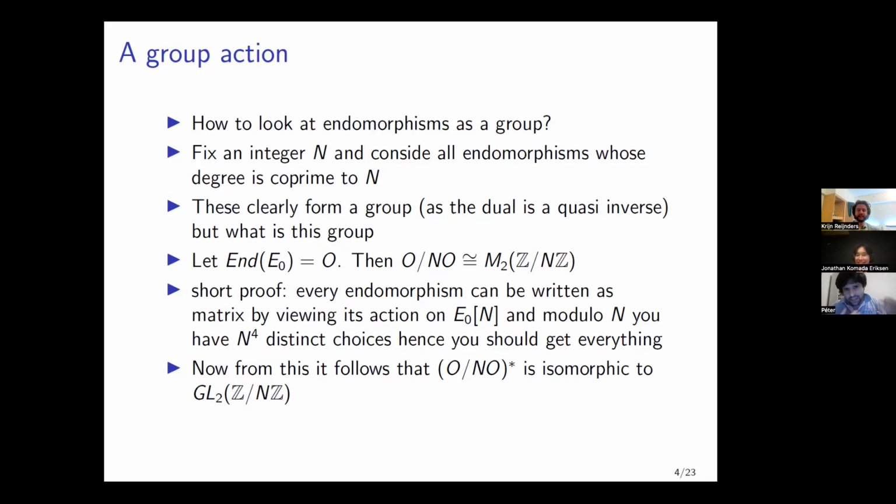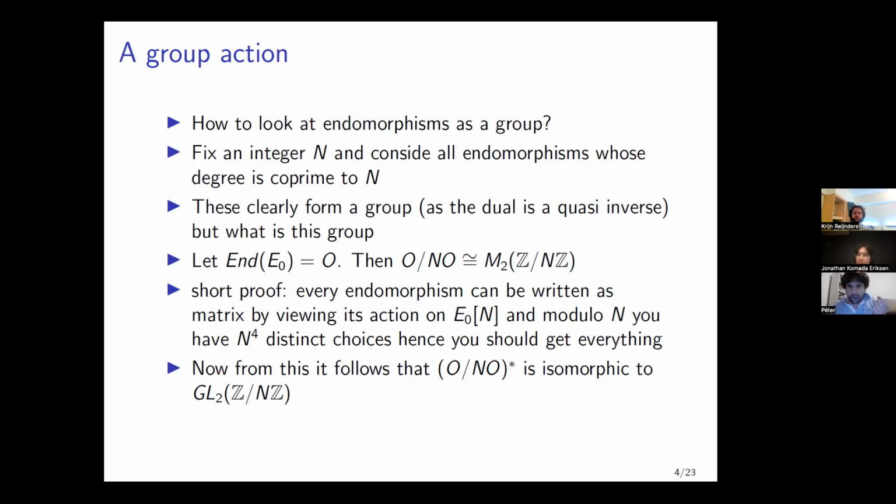It's quite easy to see that you can view endomorphisms as 2 times 2 matrices, because they act on the n-torsion, which is a rank 2 module over Z/nZ. But you have to think a little bit more to see that this action is actually surjective and injective.